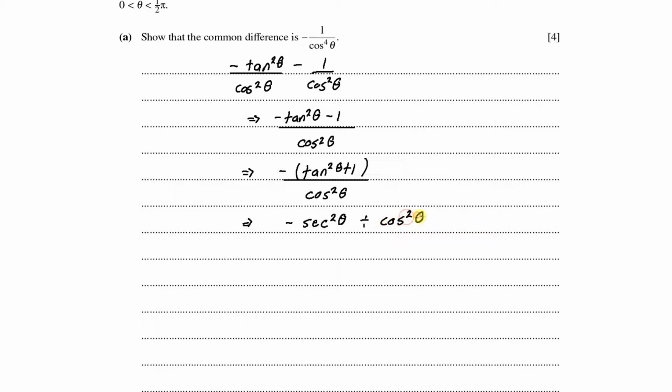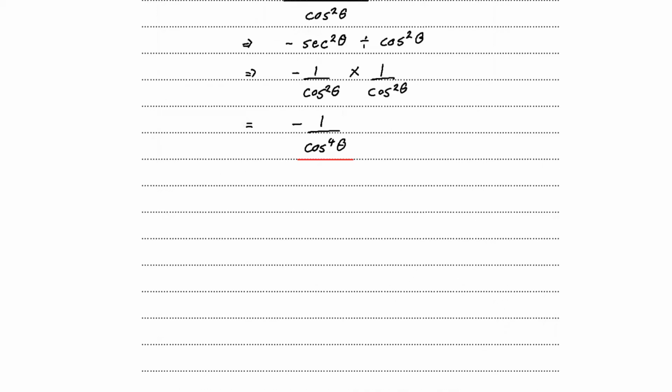And here we know that sec squared theta is like 1 over cos squared theta. And when we say divided by cos squared theta, that's the same as times 1 over cos squared theta. And this is going to give us minus of 1 over cos squared theta times cos squared theta gives us cos to the power 4 of theta. And this is the answer. Let's move on to part B.